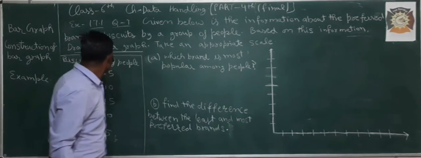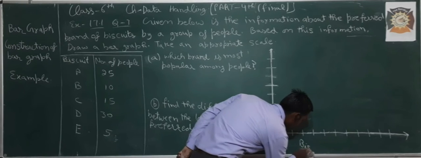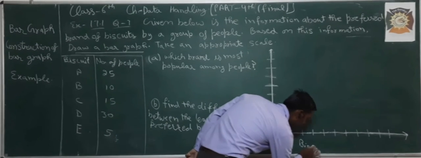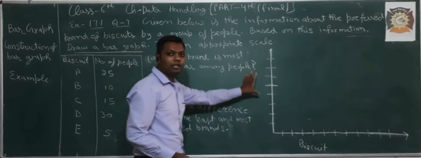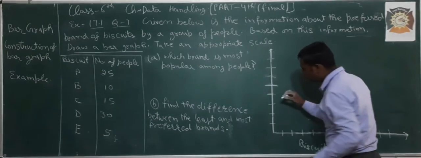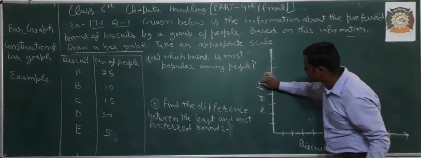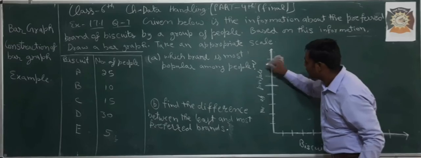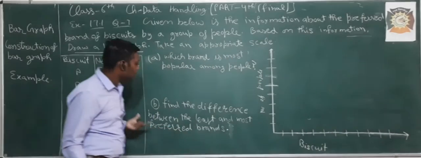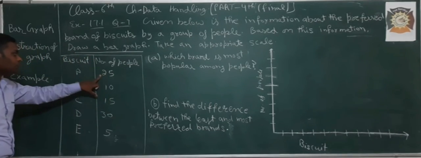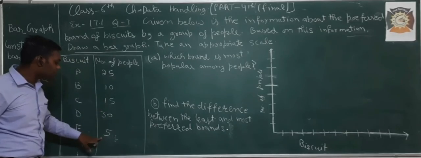Let's take the biscuits here, with brands A, B, C, D, and here we represent number of people. I write here number of people. Now we have to choose a suitable scale to represent this data. As you see, 25, 10, 15, 30 and 5, all these we can represent in the table of 5.